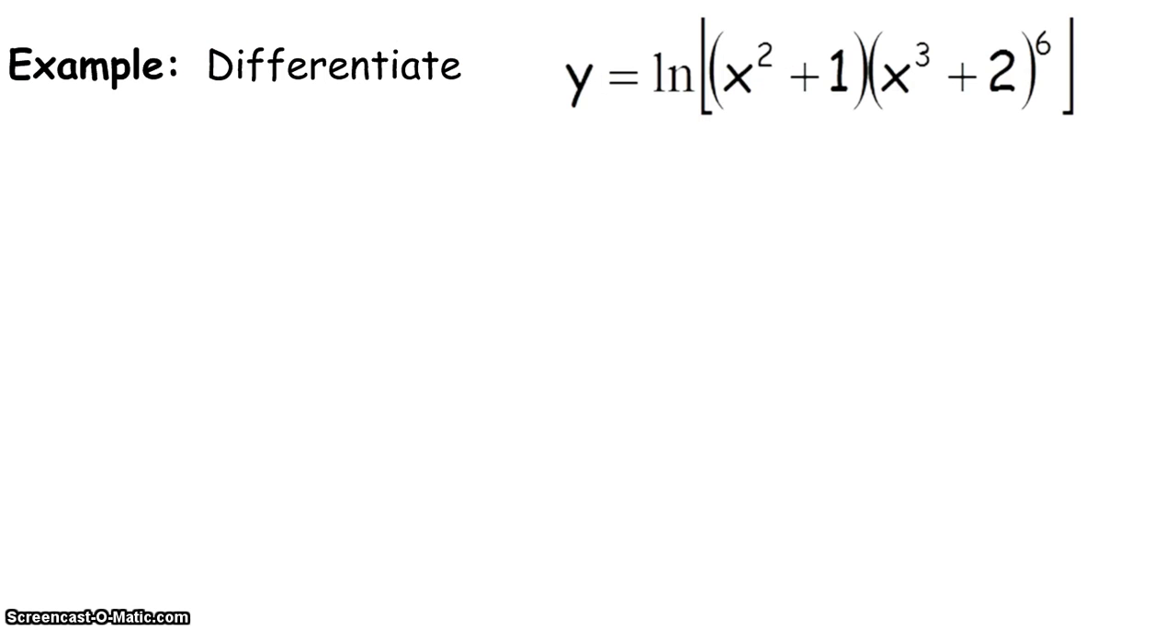Next one. So here we have y equals the natural log of the quantity x squared plus 1 times the quantity x cubed plus 2 to the 6th. I want you to take the derivative.